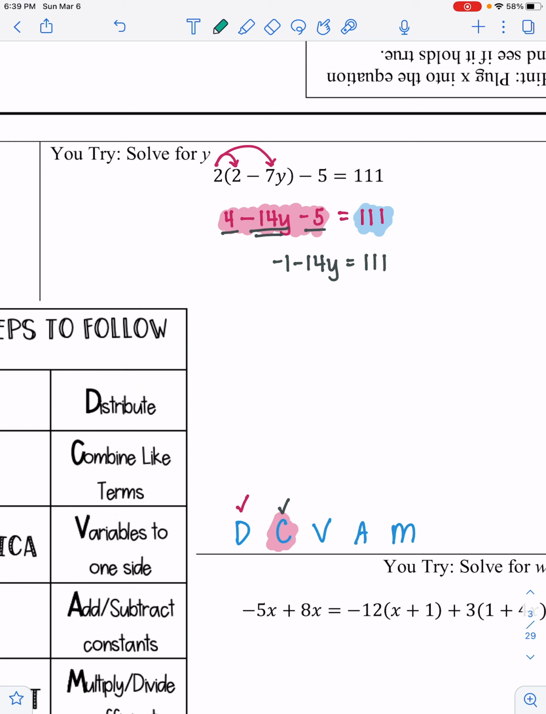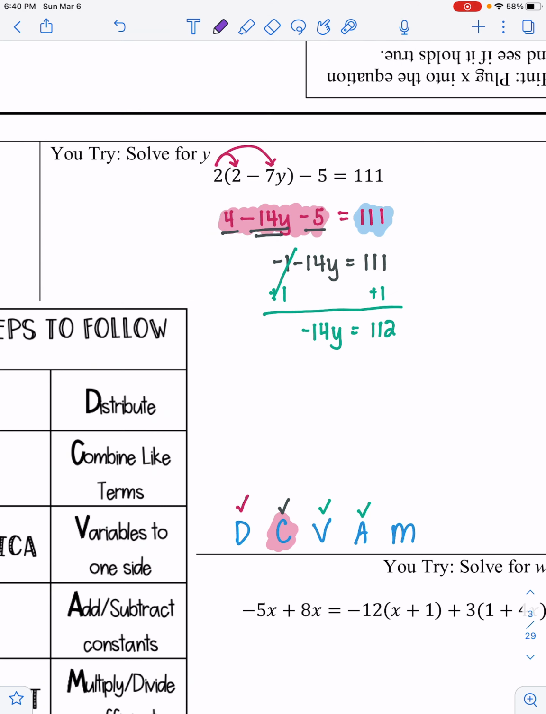Next step, V. Move all our variables to the left side. That's already done because our y is already on the left side. Nothing for us to do there. Next step, add or subtract our constants. We have that negative 1. In order to bring it to the other side, we're going to add 1 to both sides. Don't forget this was a negative 14, so this is negative 14y equals 112.